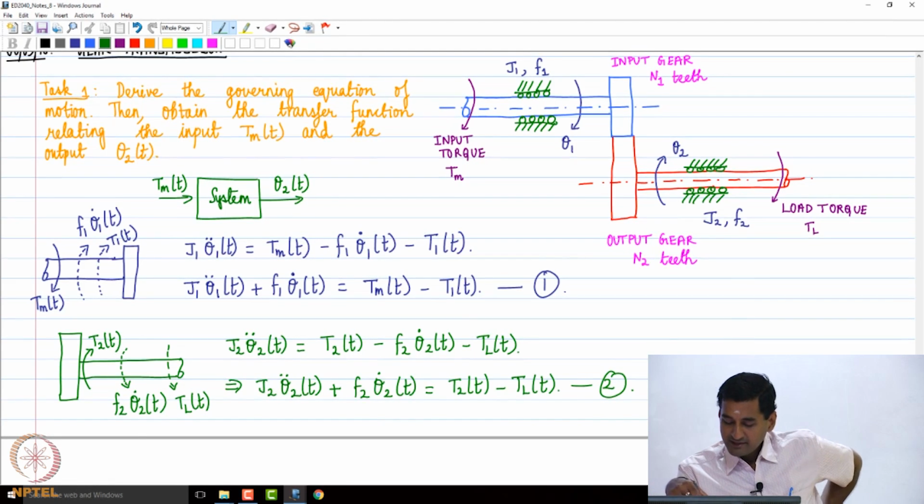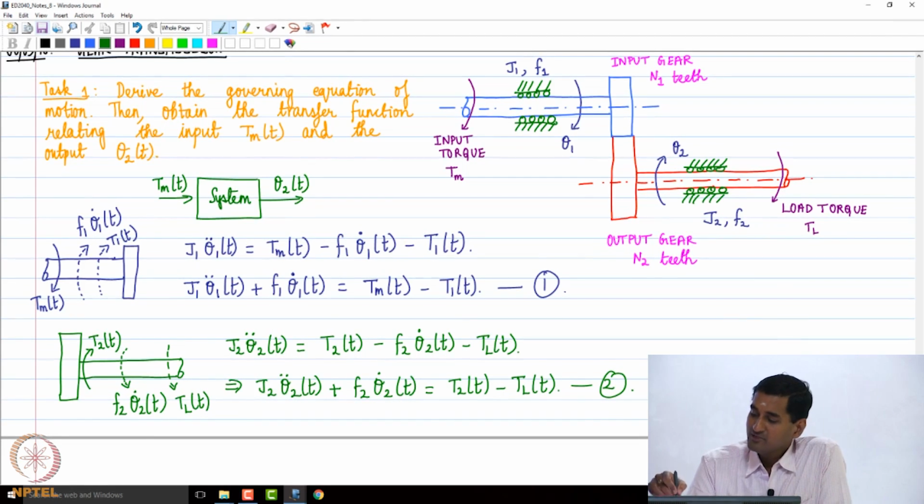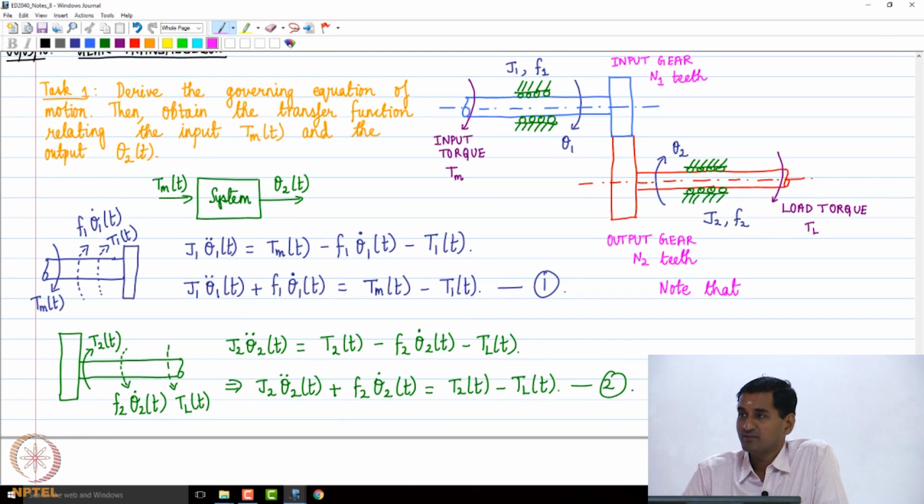But then let's try to see how we can eliminate it. Now, please note that N1 and N2 are system parameters, right? So, the input gear has N1 teeth and the output gear has N2 teeth, right? Can we use this information to relate theta 1 and theta 2? Assuming that there is no slip at the gear interface, how are theta 1, theta 2, N1, N2 related? What will be the relationship between the variables theta 1, theta 2 and N1 and N2?